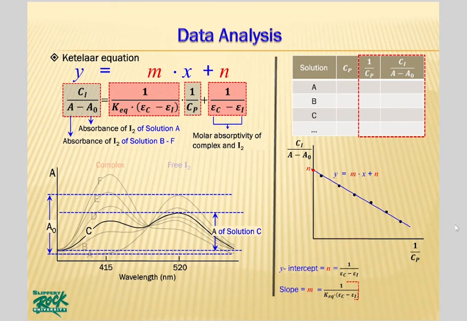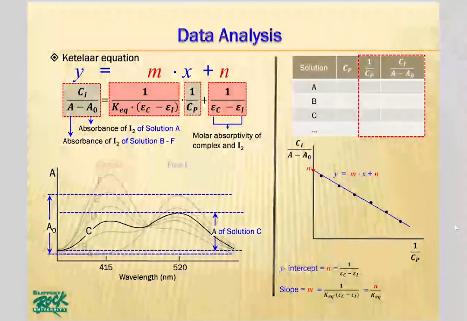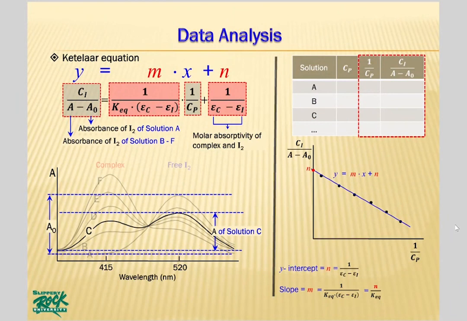Surprisingly, a part of slope, 1 over epsilon C minus epsilon I, is the y-intercept. So we can rewrite the slope like n over Keq. Re-express the equation with respect to Keq, which is Keq equals n over m. Since m and n are numerical values that can be found in the equation for the trend line, we can easily determine the Keq values.